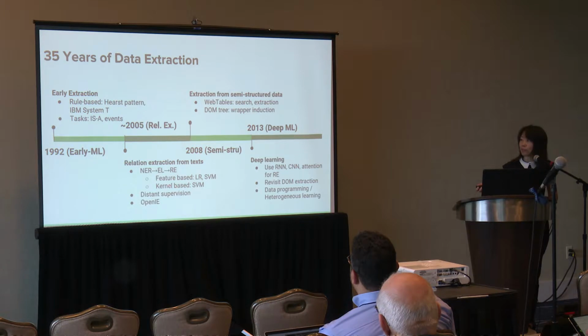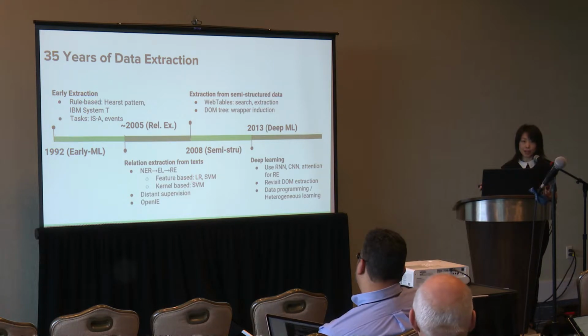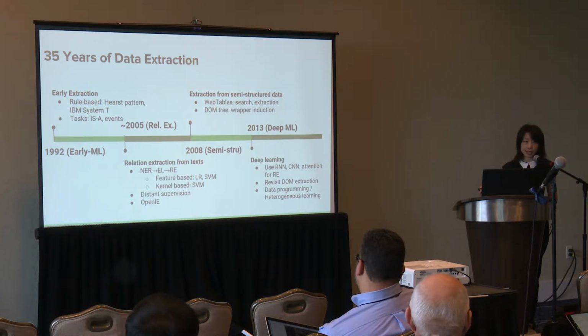There are two major families of models. One is feature-based, which considers semantic features, syntax features, and lexical features using logistic regression and SVM. Later on, there are kernel-based methods using SVM. Because it is hard, one challenge is to get all of the training data for it. So distance supervision was invented to solve the training data problem. Another challenge is to extract new relationships, and OpenIE is proposed to solve that problem.